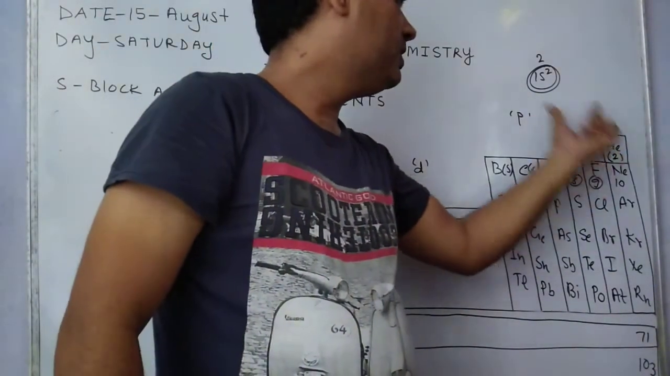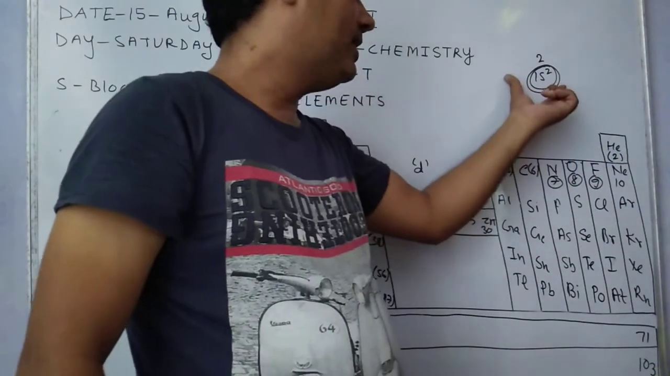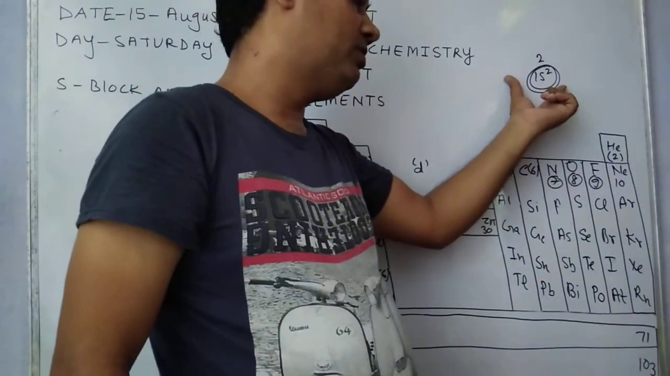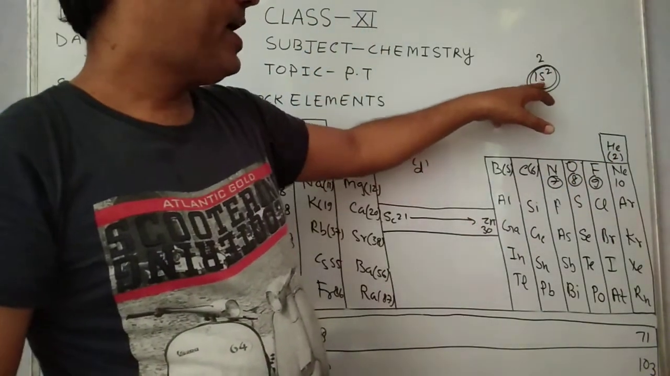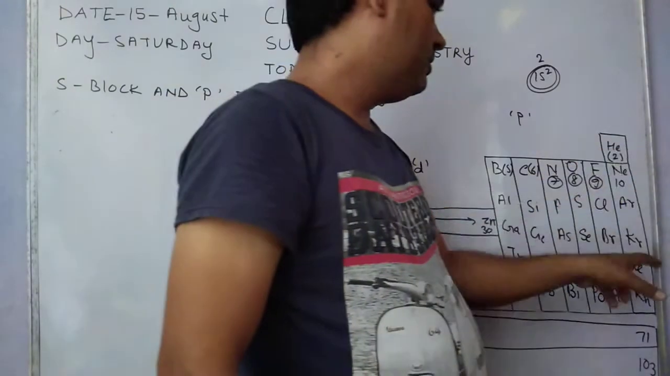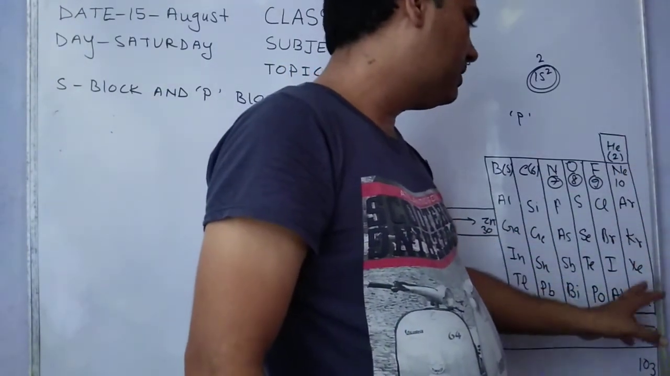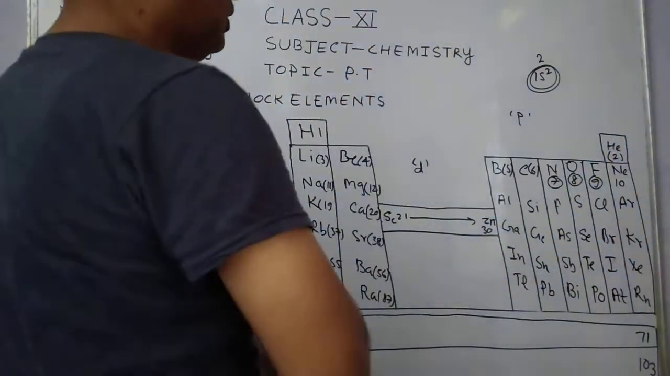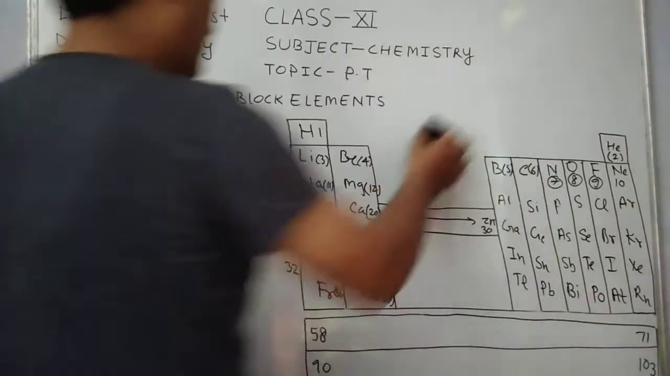1s2. Helium: the total number of electrons is 2 and the last electron enters the s subshell, but it is not considered an s block element because most of its properties are related to neon, argon, krypton, xenon, radon, so it is a p block element. So there is an exception. In p block elements, the last electron enters the p subshell.